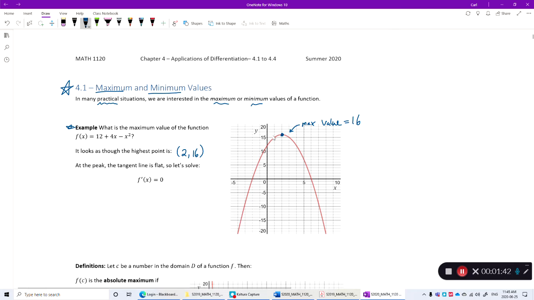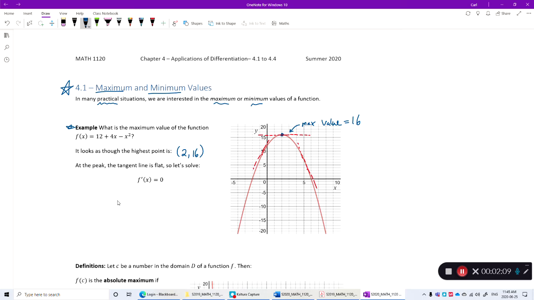At the peak, so at this highest point, the tangent line is flat. That's the key idea. So at the very top, the tangent line is flat. Everywhere else, it's not flat, right? So the one point that's the highest is the one point where the derivative is 0. So we can find the peak if we let the derivative equal 0.